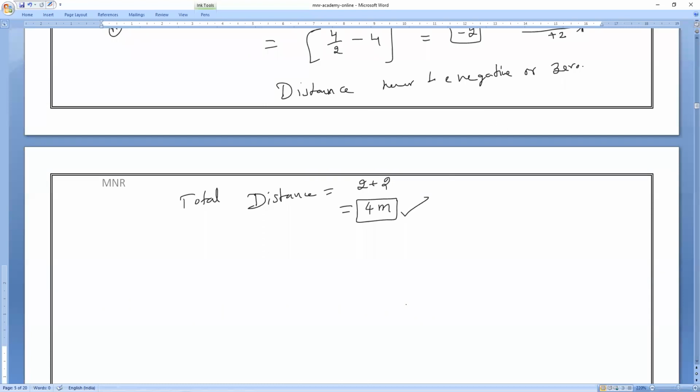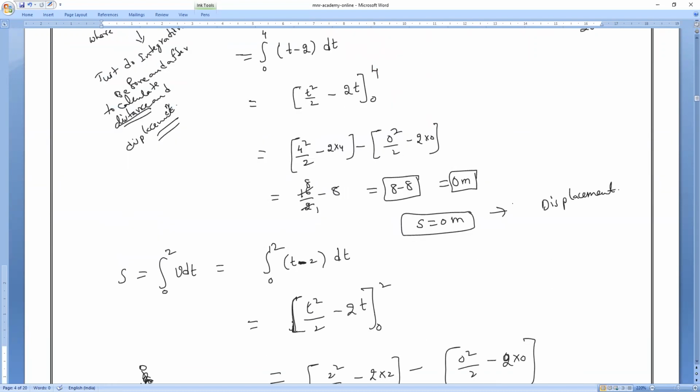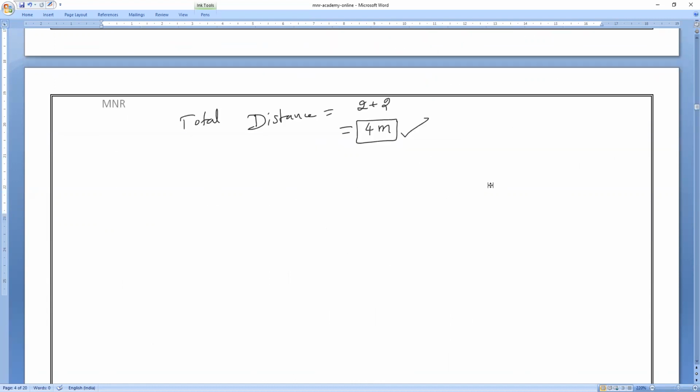So displacement may be 0 or negative. So already we got the displacement. How much displacement is shown by the body? Zero. Now we are going to find the distance again by applying the integration after the zero. After the zero, what is the time interval? T square by 2 minus 2t. What is the time interval?